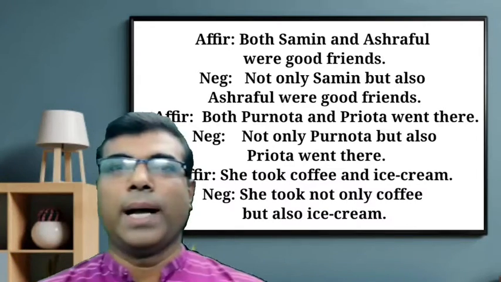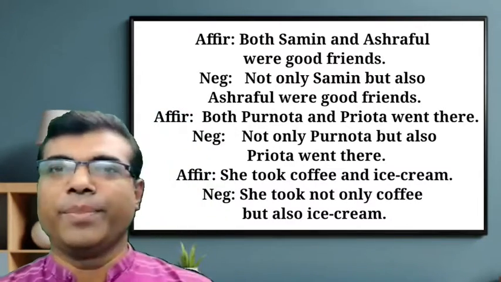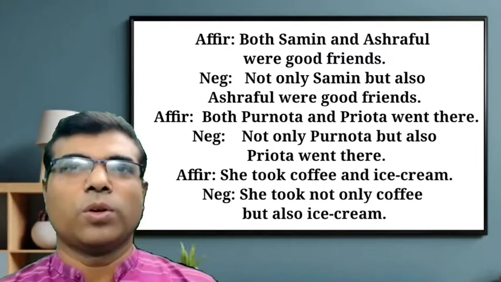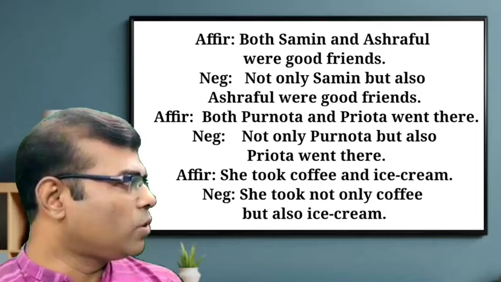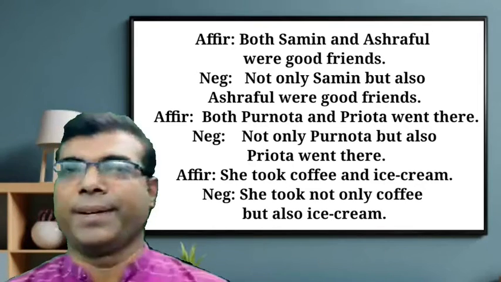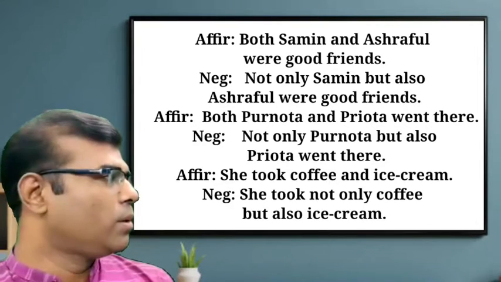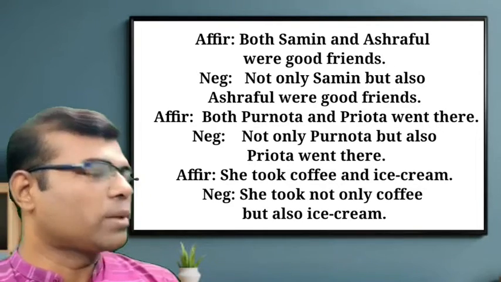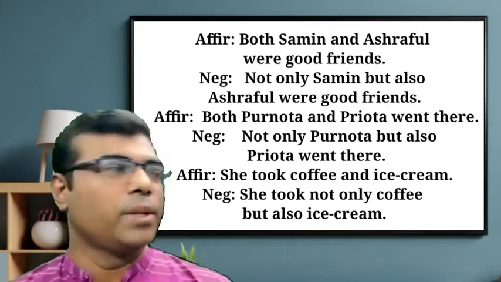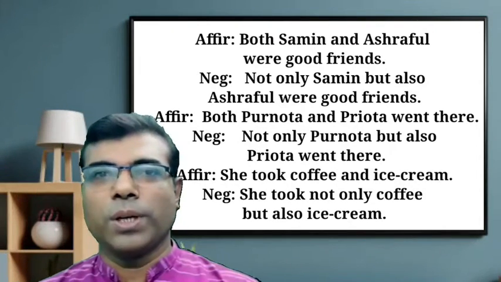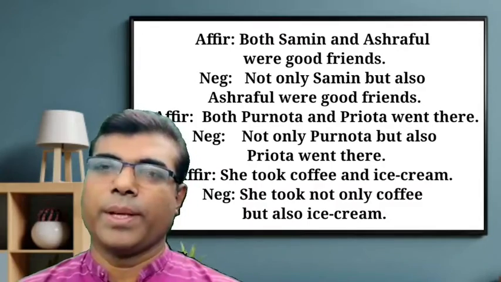So I am telling these sentences again. Both Samin and Ashraful were good friends. Not only Samin but also Ashraful were good friends. Both Purnata and Priyota went there. Not only Purnata but also Priyota went there. She took coffee and ice cream. She took not only coffee but also ice cream.